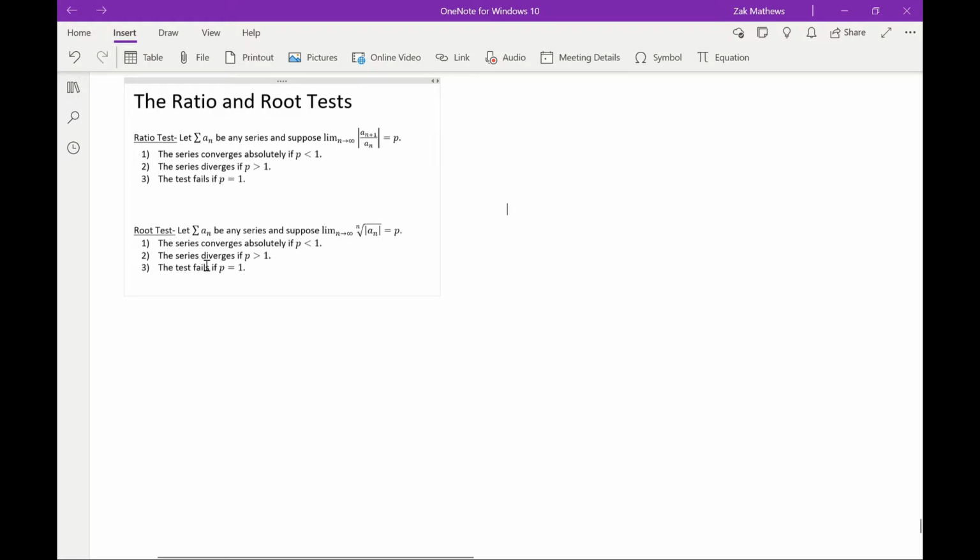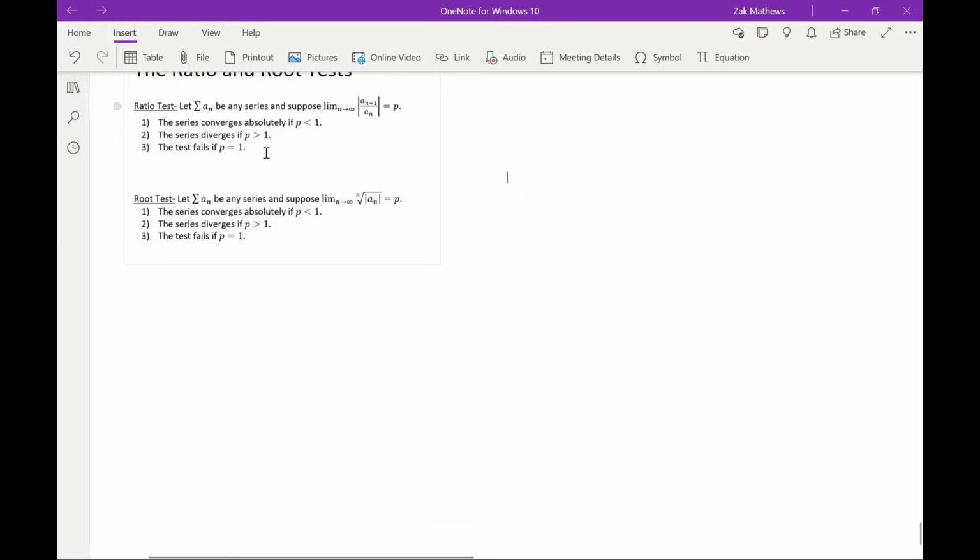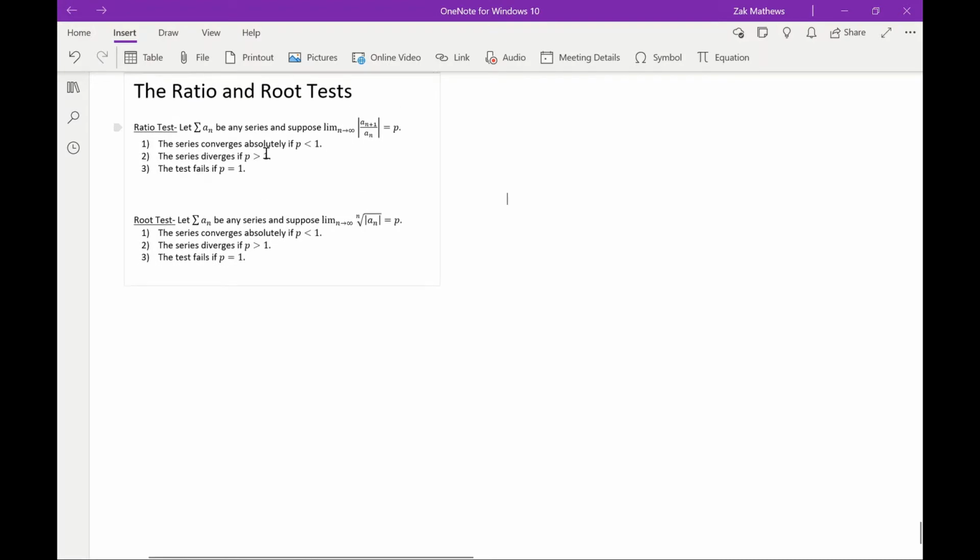The nice thing about both of these tests is that there are no initial conditions that have to be true. Notice it says let the summation of a_n be any series. So it's not like the integral test where we have to have positive terms or certain conditions to meet. Same thing with comparison tests. So let's go ahead and do some examples.